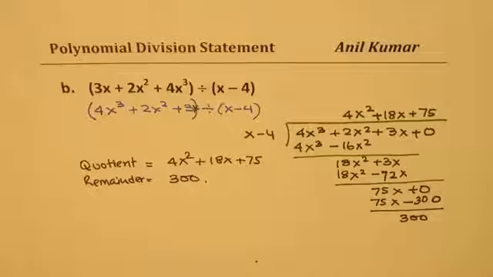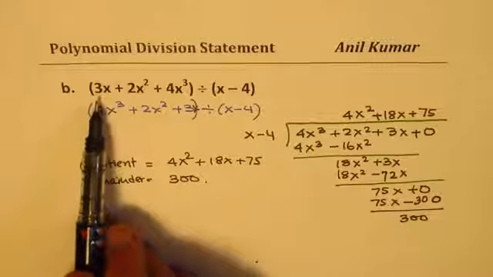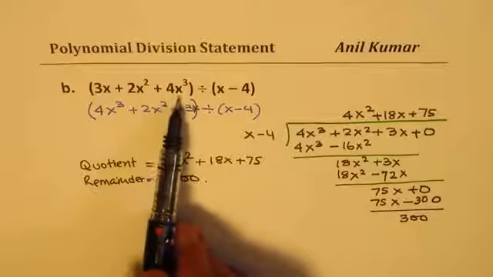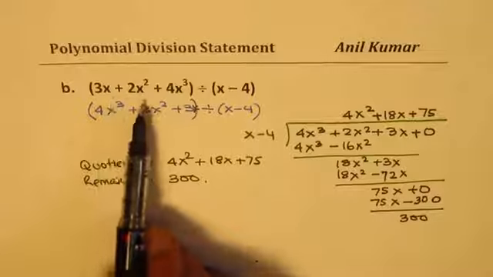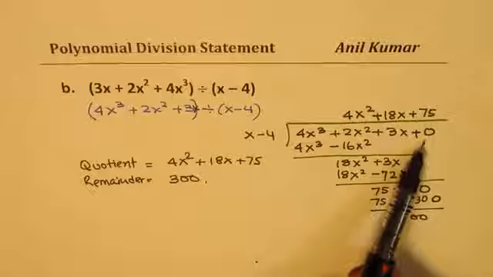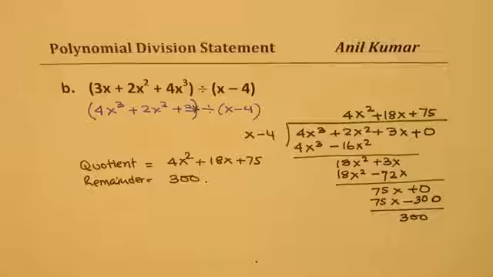So that is how you're going to do it. So what you learned here is that in case the terms in the dividend are not arranged properly, you need to arrange them and also include placeholder like 0 in this case before dividing. Is that clear to you, right? So now let's take part C.